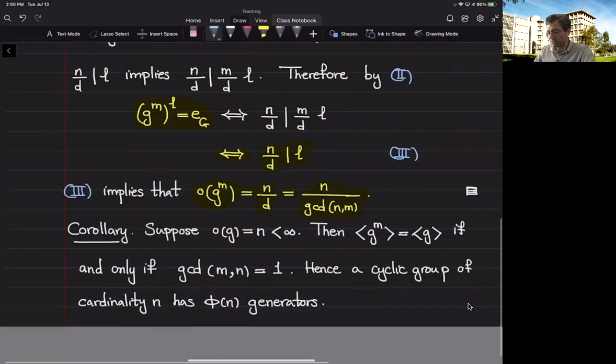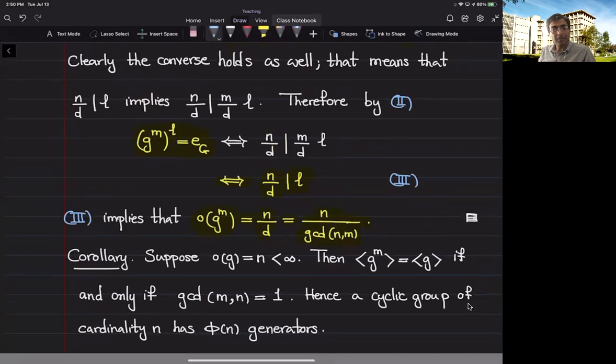Okay, now, using this result, we can understand other generators of a cyclic group immediately. Suppose that I give you an element of finite order, and I tell you that g to the m generates the same group. What can I say about m? This corollary says that this equality holds exactly when, if and only if, m and n are co-prime. So g to the m generates the same cyclic group precisely when m and n are co-prime.